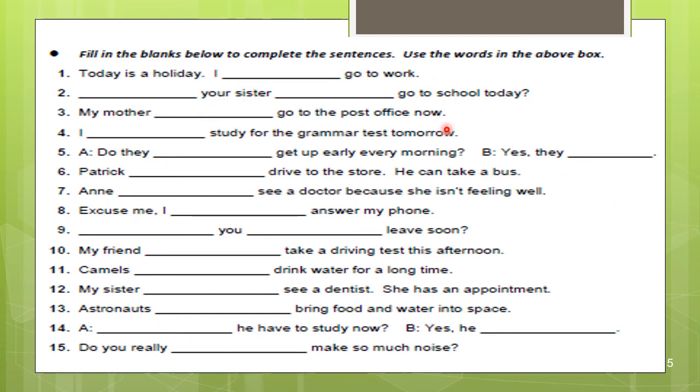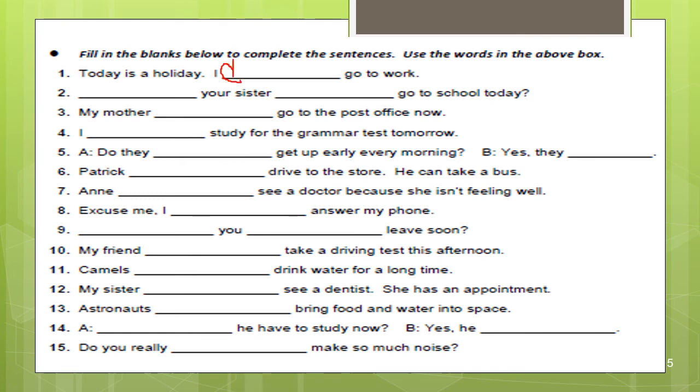Okay, you have many examples here to practice. Through this video, you can know if you are understanding the grammar correctly. What are the instructions in this exercise? Fill in the blanks below to complete the sentences. Use the words in the box above. Number 1. What is the answer for number 1? Today is a holiday. What is the complement here?